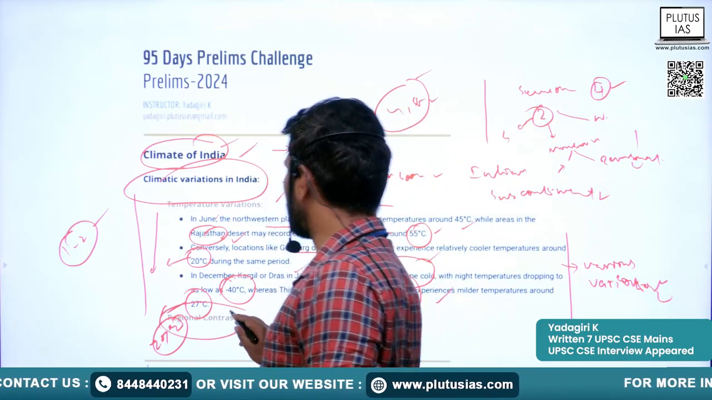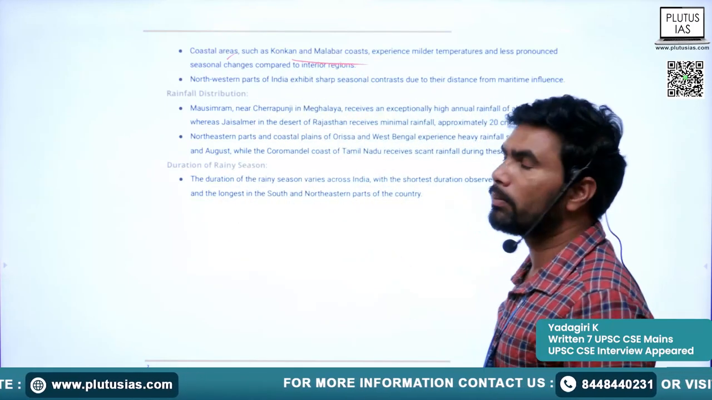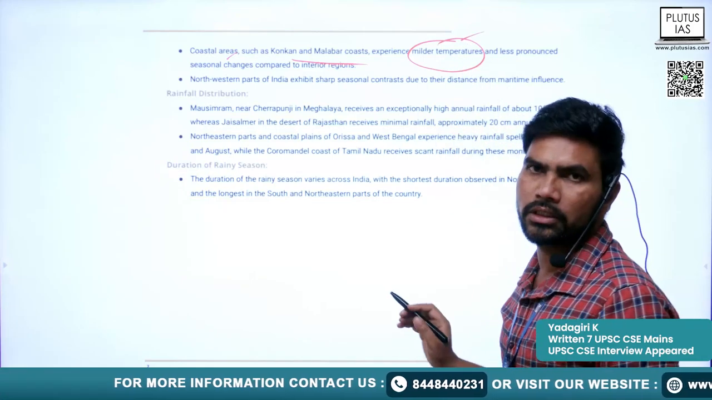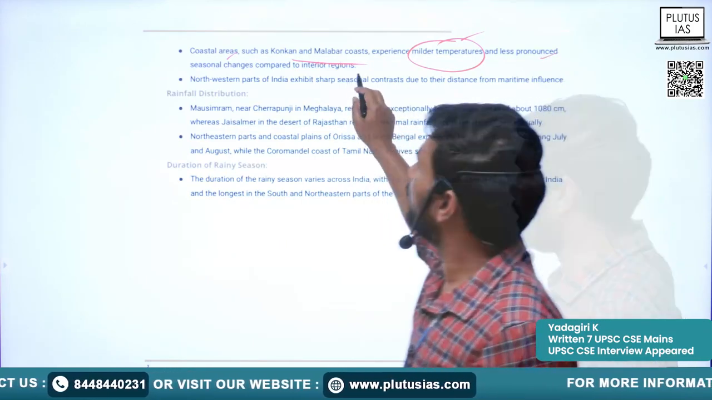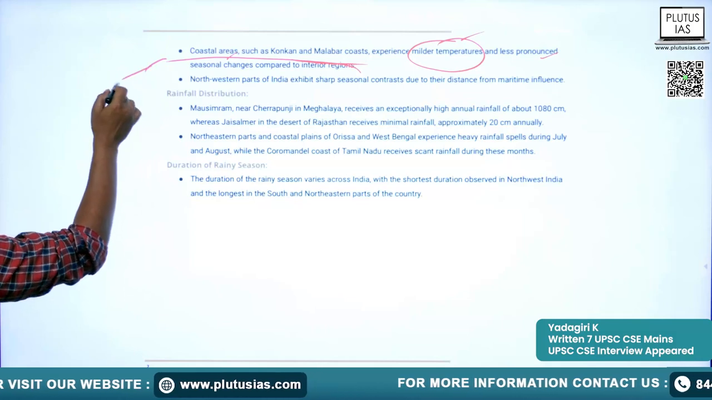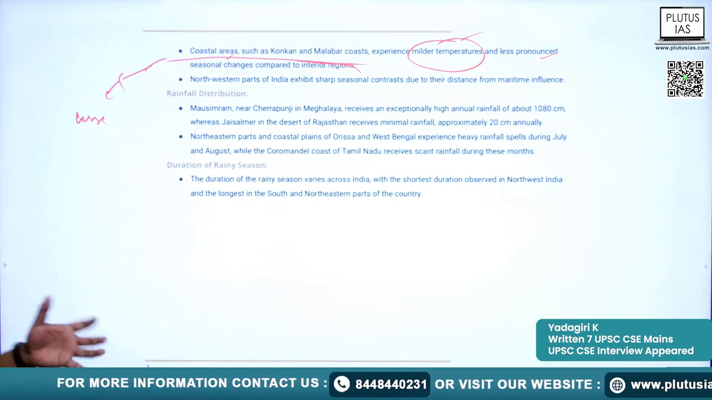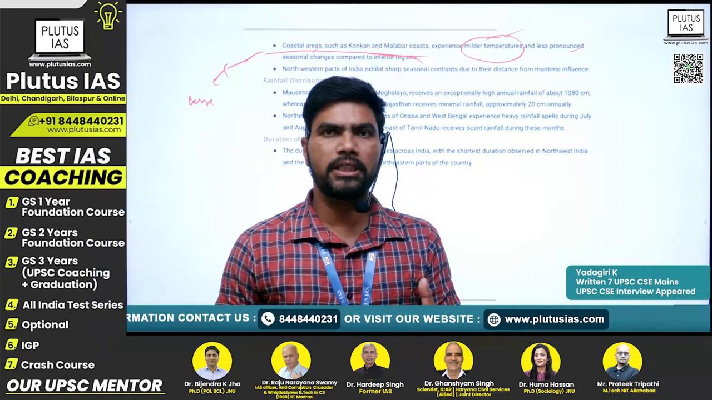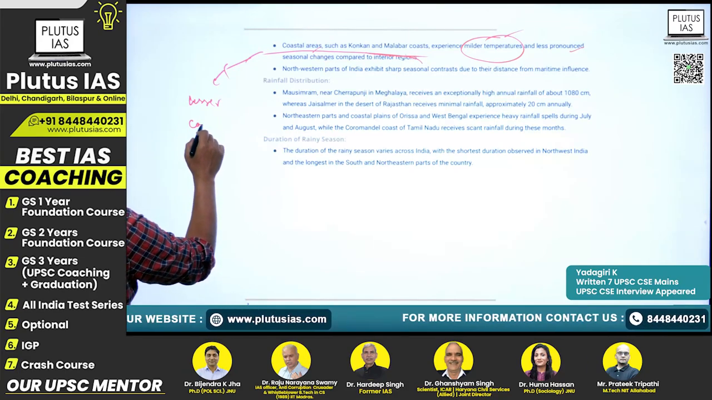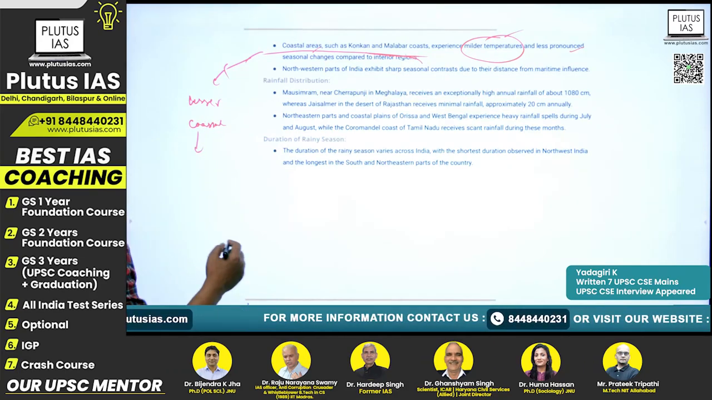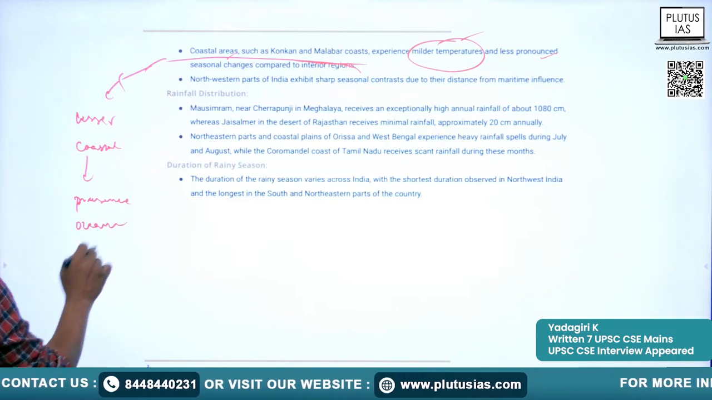Apart from that, we can see regional contrast also. So coastal regions such as Konkan and Malabar experience milder temperatures. I mean, the temperature range is very less, and temperatures are normal. The range of temperature, both day-wise and the annual range, is lesser in coastal regions. This is predominantly because of the presence of oceans or water bodies.